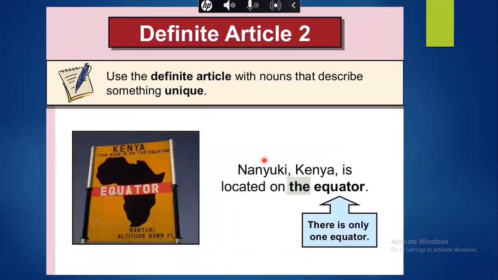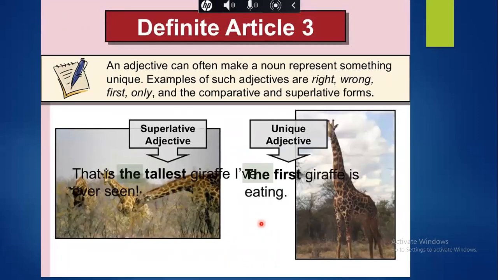The second condition is, use the definite article with nouns that describe something unique. For instance, Nanyuki, Kenya is located on the equator. Now here the equator is a specific thing, there is only one equator, so the equator.